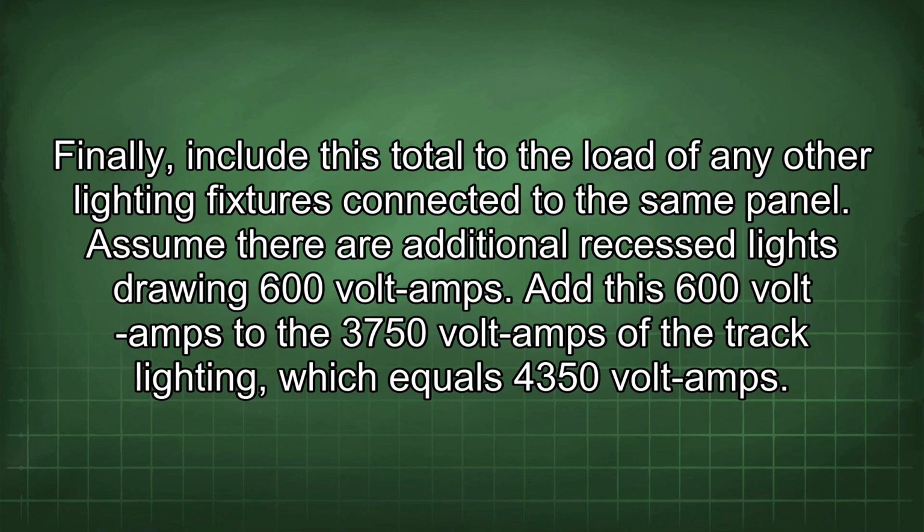Assume there are additional recessed lights drawing 600 volt amps. Add this 600 volt amps to the 3750 volt amps of the track lighting, which equals 4350 volt amps.